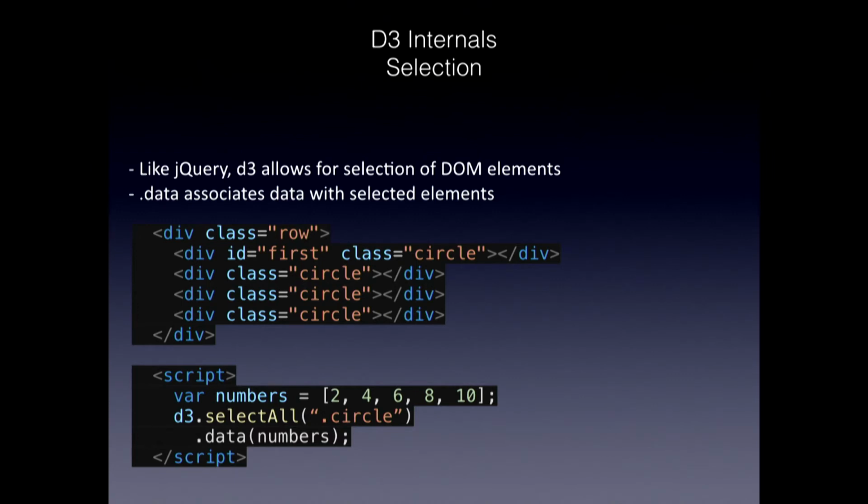So what D3 is going to do here is select all circles, and then the dot data method is going to associate the data in turn from left to right in terms of the array to those circles. So when I run this, each circle is going to have the corresponding data value associated to it. The first circle with an ID of first will have a value of 2 associated, the second one 4, and so on. But as I say, we'll come back to this in the second or third slide. We've got 5 values in numbers, but only 4 circles. So we'll come back to that in a minute.